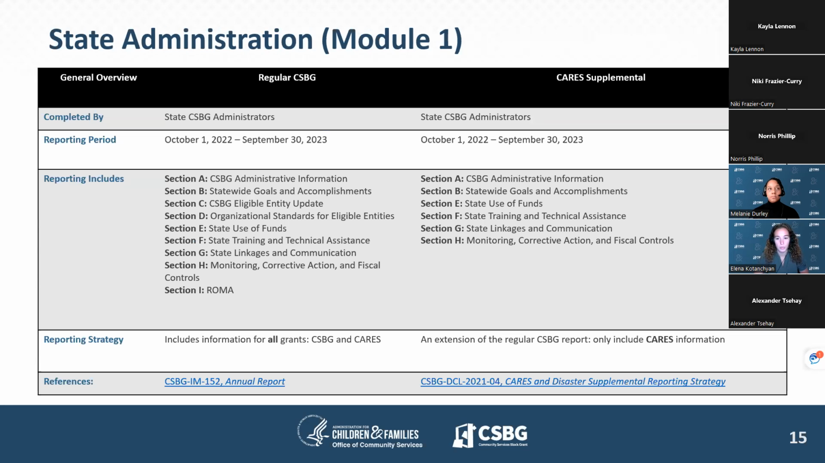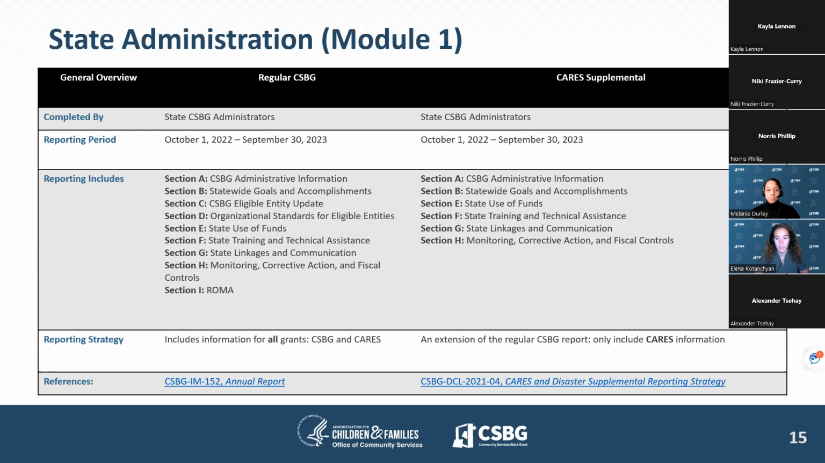So Module 1 is a way to communicate information on state CSBG administration. All grant recipients should report Module 1 on federal fiscal year, which runs from October 1st to September 30th. Please note that regular CSBG has 9 sections A through I. However, CSBG CARES is a bit simplified and has 6 sections. In CSBG CARES, you will report in sections A, B, E, F, G, and H.